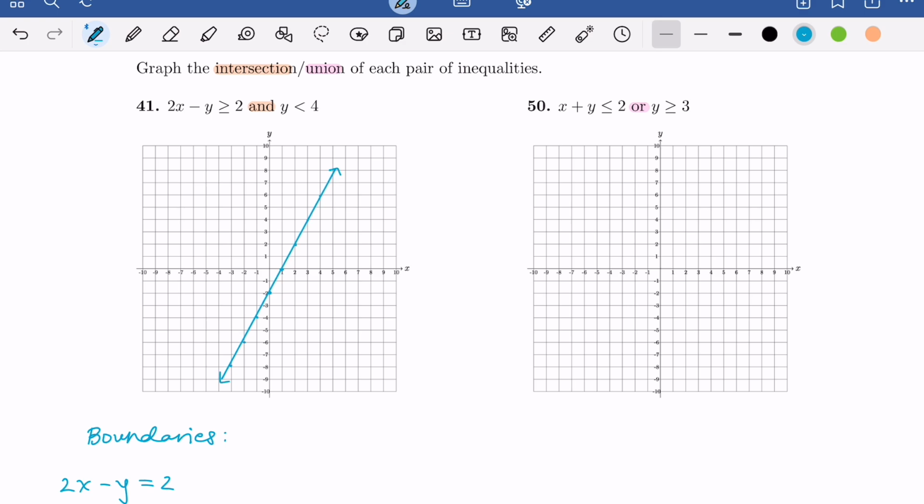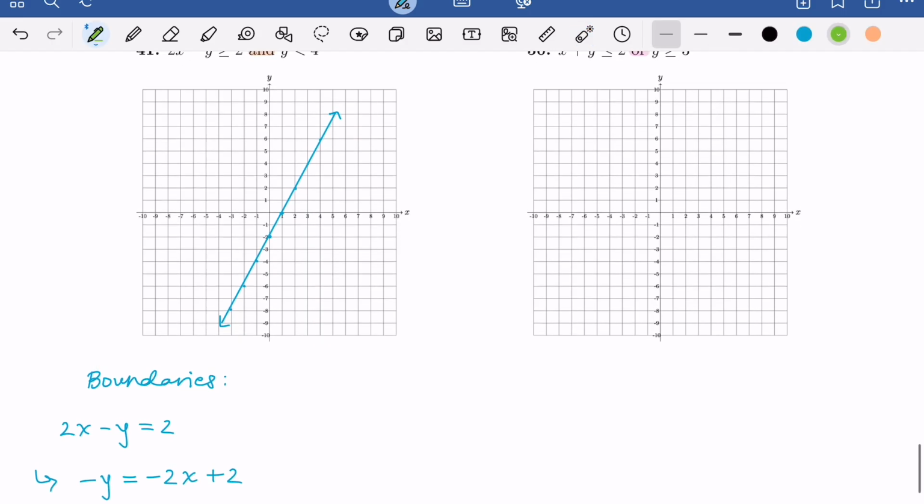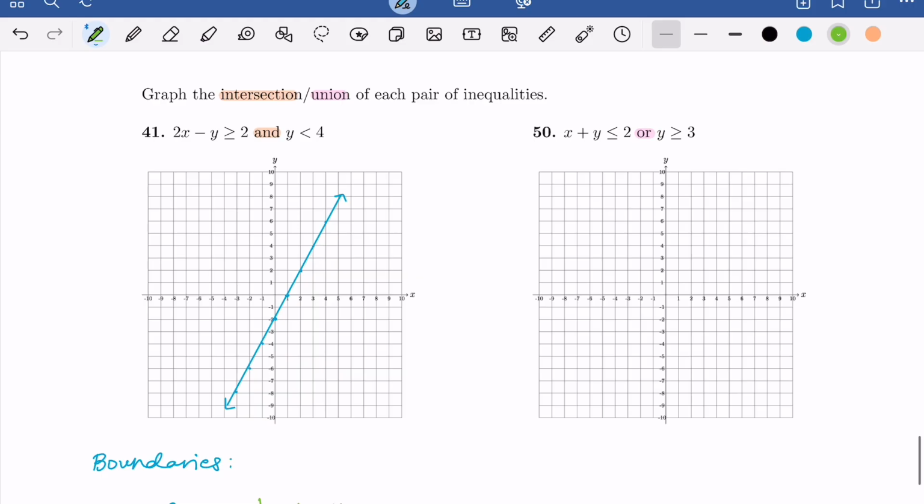All right, now our next boundary, let's do this one in green here, is going to be changing this to an equal sign. This y is less than 4, we're going to change to y is equal to 4. So we have that, y is equal to 4. So we need to plot this line as well.